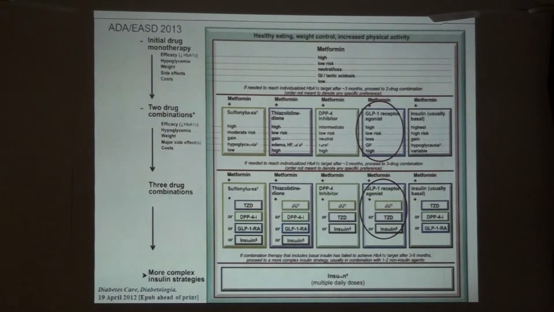The latest ADA EASD 2013 patient-centric guideline places a GLP-1, it places everything. Yes, but I would be highlighting GLP-1 over here because I'm talking about liraglutide after metformin failure. It can also be given in combination with 2 drugs, as shown down here.